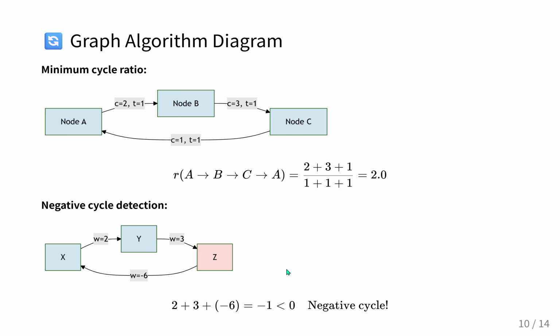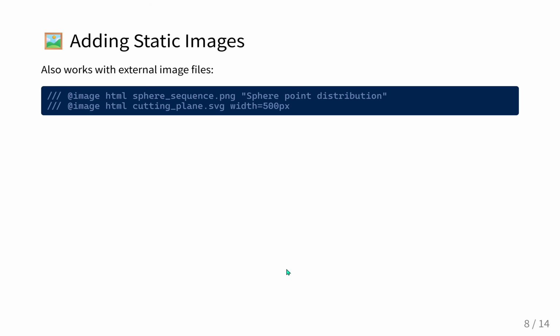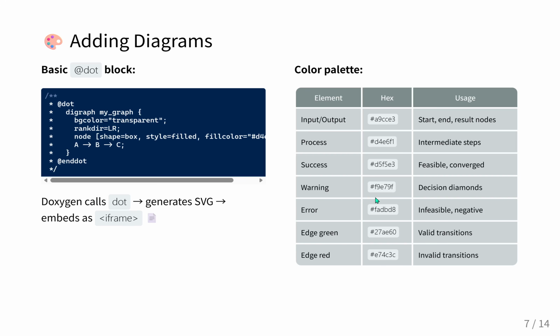And pale green for success or converged states. Right, #D5F5E3. Yellow for warnings. And a pinkish red, #FADBD8, always means an error or infeasible state. They even color-coded the edges. Valid transitions are green, invalid ones are red. It's like standardizing a traffic light system for an entire city of developers.